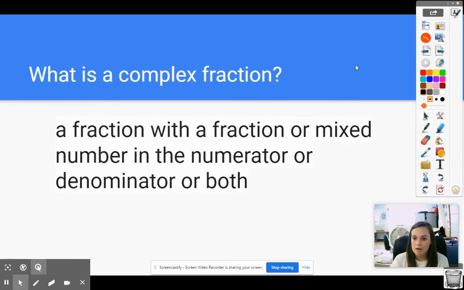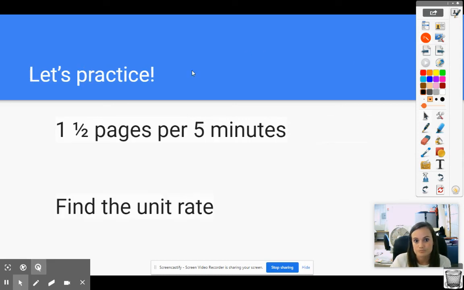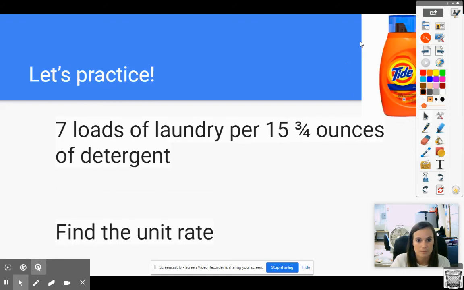Okay, we're going to get into complex fractions. So it's a fraction with a mixed number in the numerator, denominator, or both. So the same thing happens. You're just going to have to type these in your calculator. So pages per minute, time is on bottom. You would do 1.5, which is 1.5 as a decimal, divided by 5 to find the unit rate here. It's no different. We've just got some more difficult numbers that we're working with.